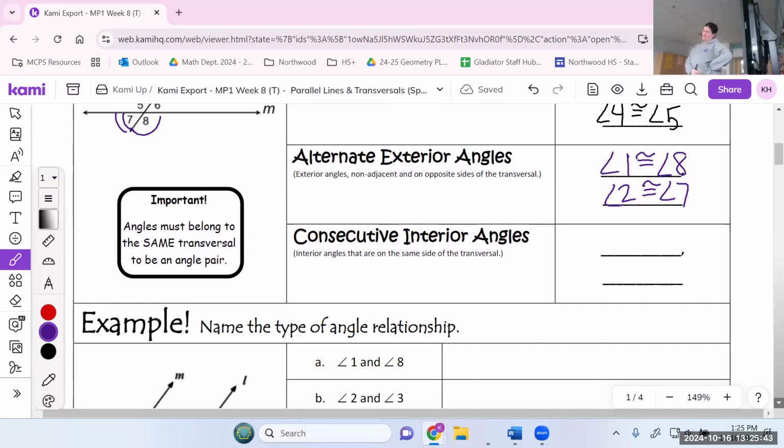And then consecutive interior angles, right? They're not congruent on these ones, but when those lines are parallel, which in this case, everything's going to be parallel, these 2 angles are going to add to 180. So they're not going to be congruent here, right? They're going to be supplementary, right? Again, that word supplementary. Let me make sure I'm spelling it right. These ones are going to be supplementary, which means they add to 180.